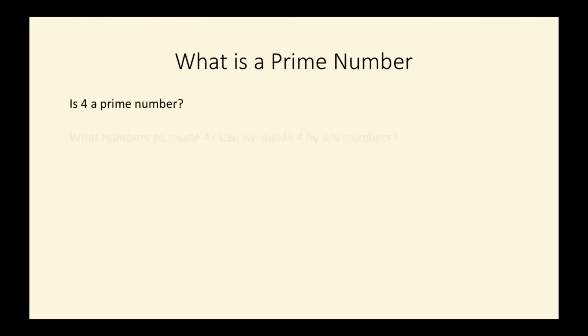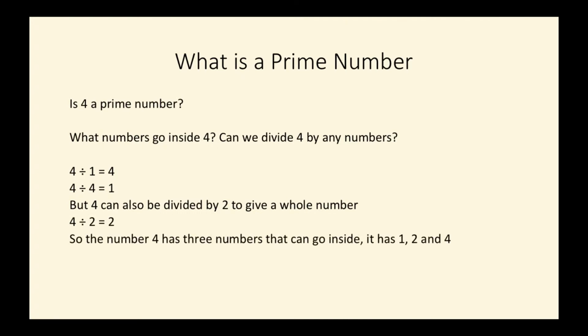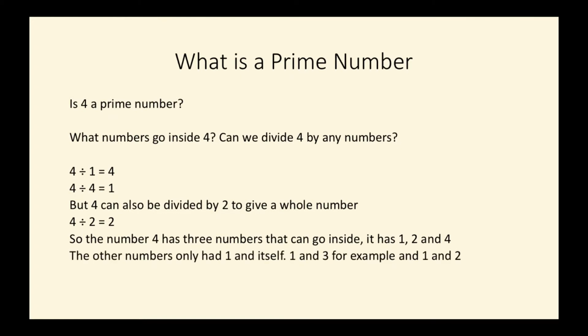Is 4 a prime number? What numbers go inside 4? Can we divide 4 by any numbers? 4 divided by 1 is 4, and 4 divided by 4 is 1, which is fine, but also we can divide it by 2. 4 divided by 2 is 2. So the number 4 has 3 numbers that go inside it. It has 1, 2 and 4. The other numbers only had 1 and itself, such as 1 and 3 for example, and 1 and 2. So that means that 4 is not a prime number. We can only have these 2 factors for it to be a prime. We can't have another one.